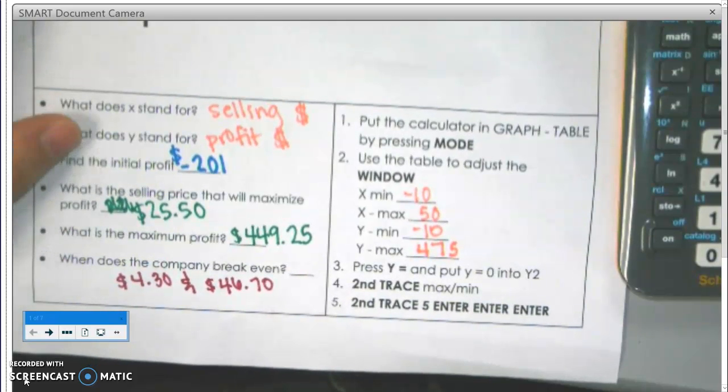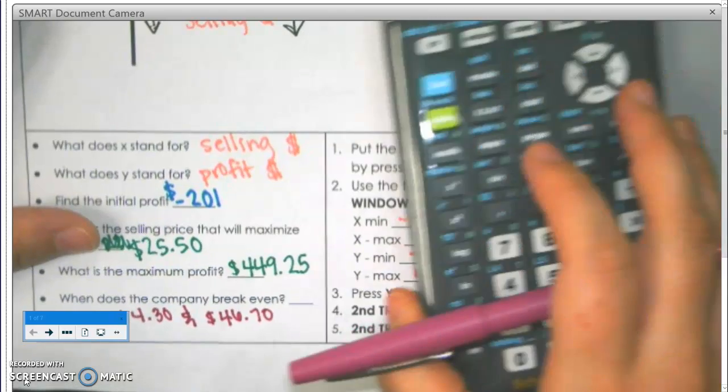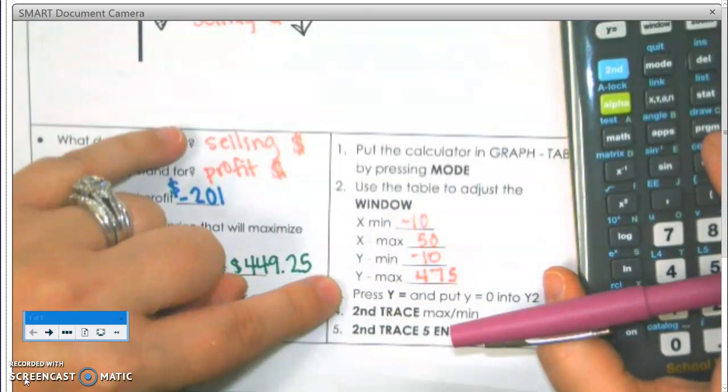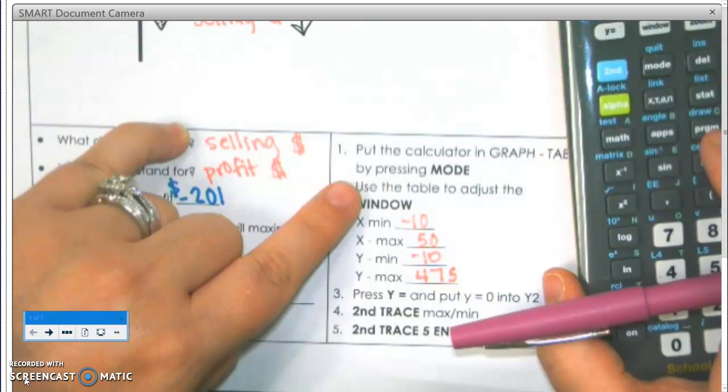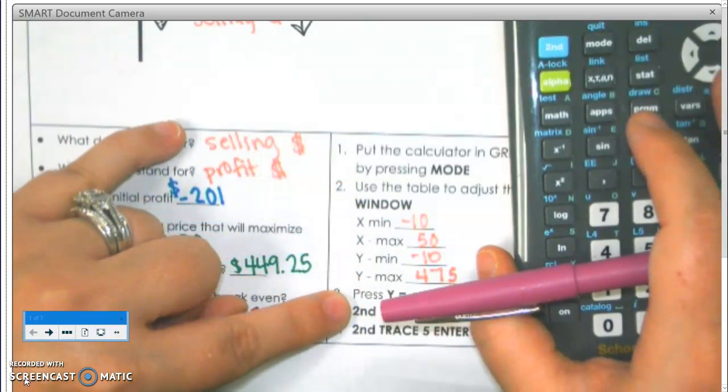All right, so again, the Delta Math that you have is not going to ask you all of these questions at once, but now you know how to do it no matter what the question says. All right, and these are the same instructions, and you can use the screenshots from the first example to kind of help you figure out if you push the right buttons on the calculator.